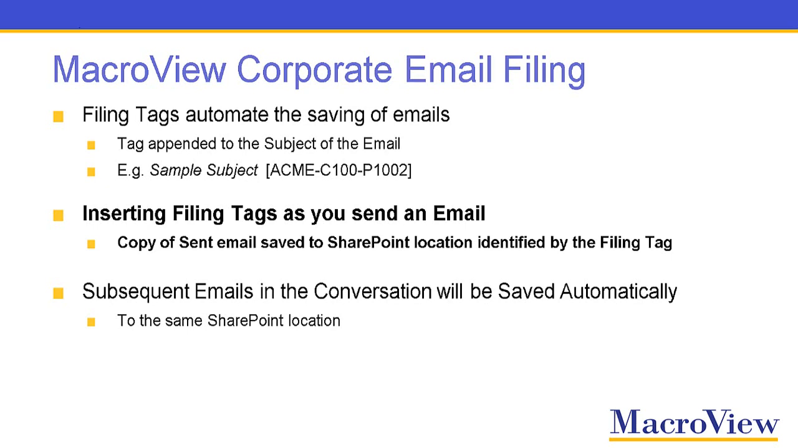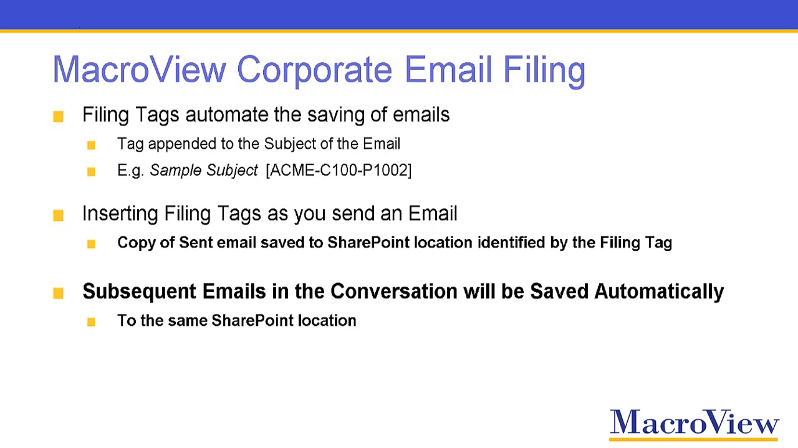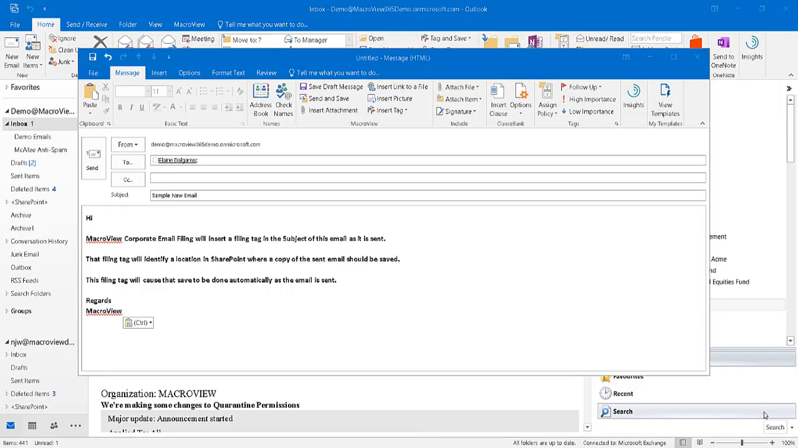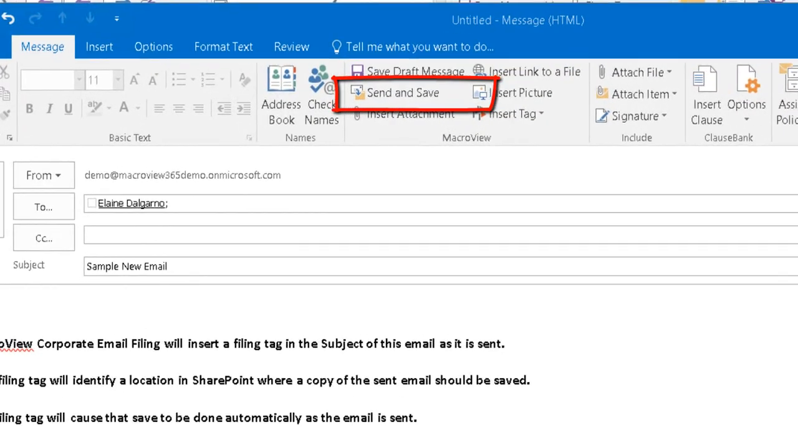As you send an email, MacroView corporate email filing can automatically insert a filing tag that identifies the location in SharePoint where you want a copy of that email to be saved. All subsequent emails in the conversation will be saved automatically to the same SharePoint location, providing the filing tag remains in their subject.